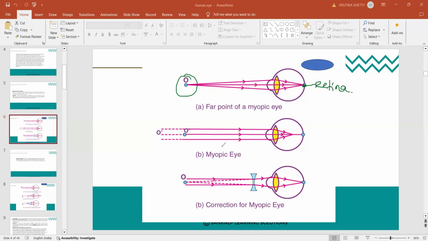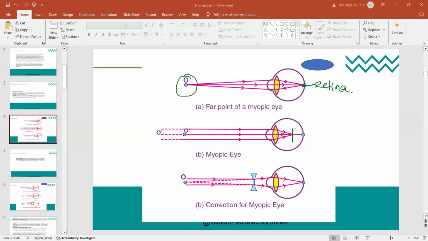Okay. So next, what you are seeing is the second figure. In the second figure, the images are not formed on the retina. Here we can see that where the light rays meet, the image is formed, as we have learned. So in the previous case, it is meeting on the retina, therefore the images are formed on the retina.